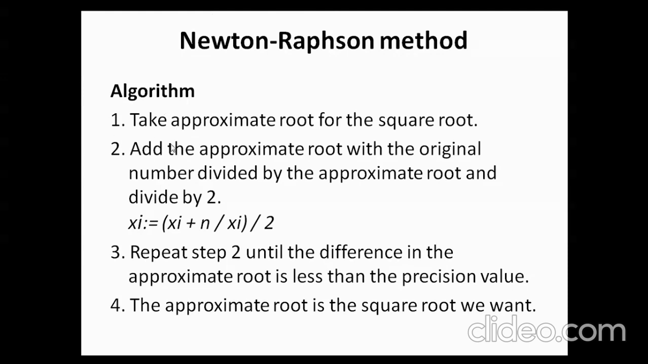Firstly, we have to take an approximate root for the square root. In the next step, we have to add the approximate root to the original number divided by the approximate root, and divide by 2. Step number 2 should be repeated until the difference in the approximate root is less than the precision value. So finally, the approximate root is the square root of the number.